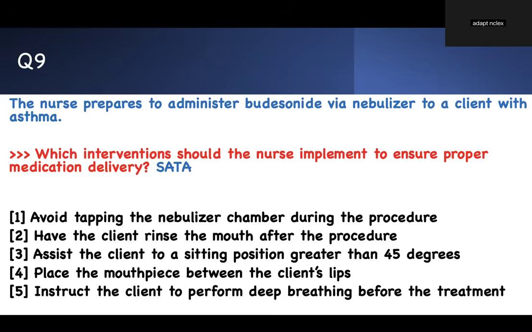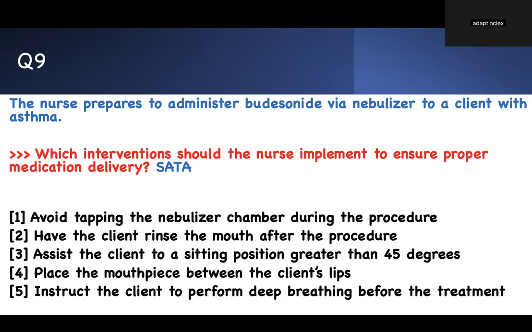This is a concept. Avoid tapping the nebulizer chamber during the procedure. It's not a good teaching. They should tap it rather. Tapping it allows the medication not to stick inside the wall and deliver enough amount into your lung. Have the client rinse their mouth after the procedure to prevent what? Thrush. So that's good, right? Assist the client to a sitting position greater than 45 degrees. This allows your lung to expand and take all the medication.